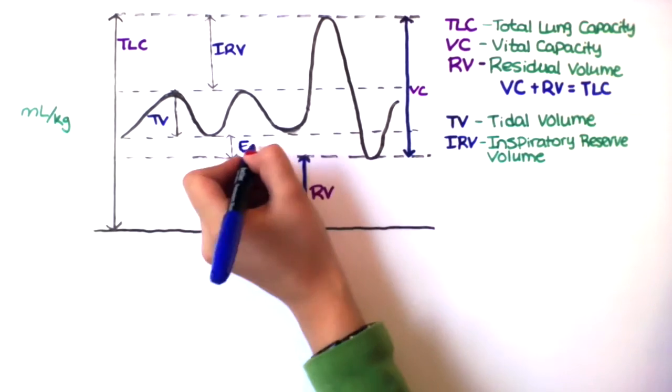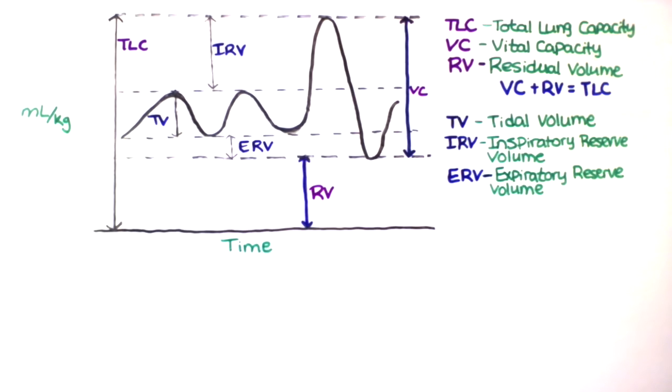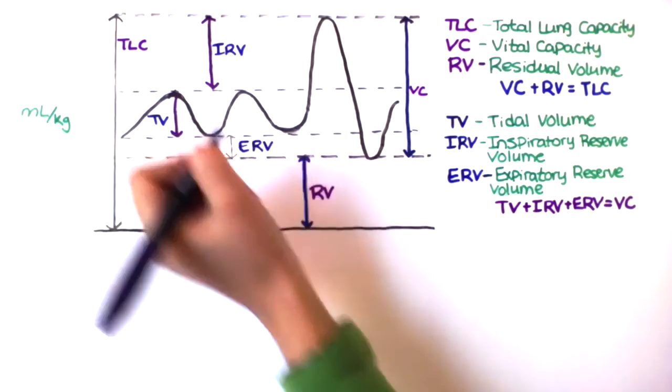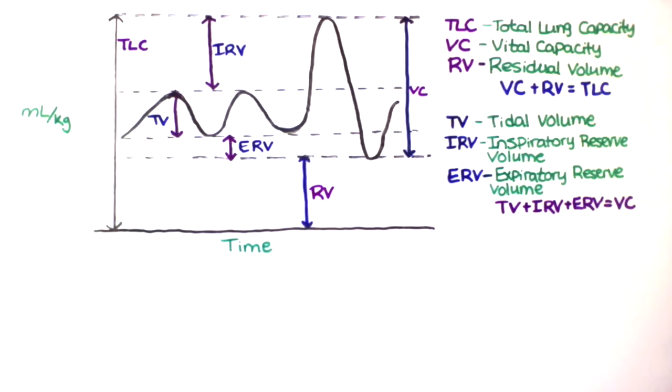The expiratory reserve volume is the amount of gas that an individual can exhale beyond a tidal expiration. So as you're sitting there and exhale normally, and then push all the gas out that you possibly can, that's your expiratory reserve volume. Normally, it's 20% of total lung capacity. Tidal volume plus inspiratory reserve volume plus expiratory reserve volume equals vital capacity.